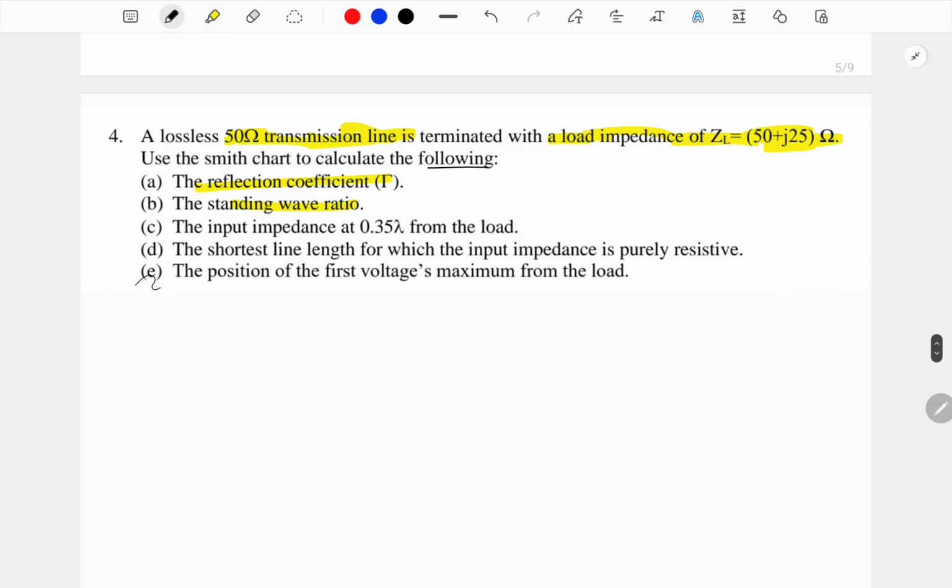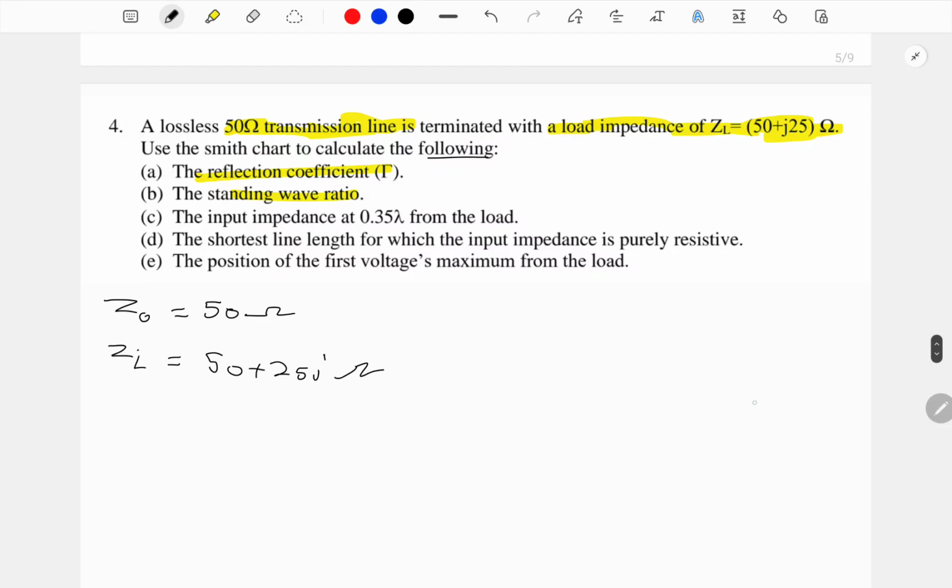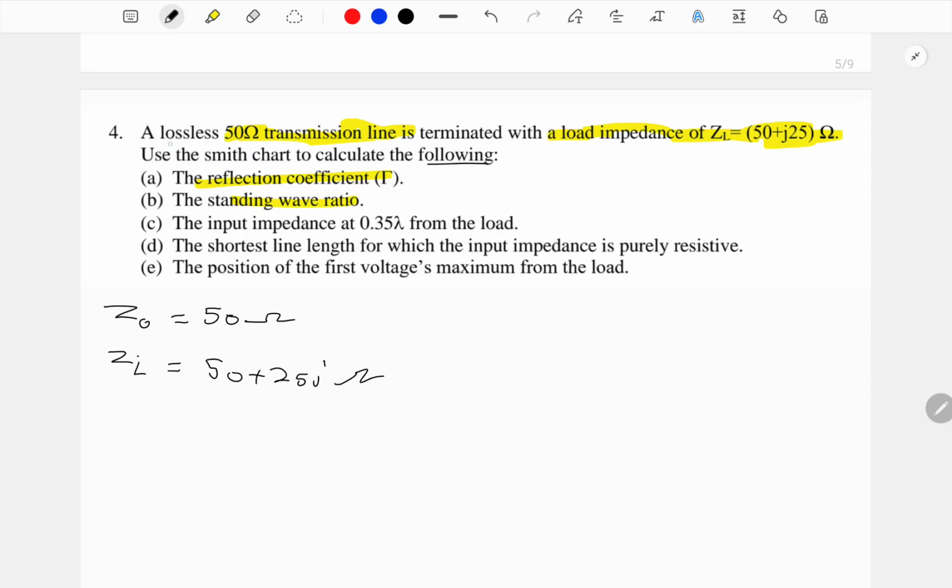So the first thing is, it says a lossless transmission line is just 50 ohms, so you could automatically know that the characteristic impedance is 50 ohms, and it says the load impedance is 50 plus 25j ohms.